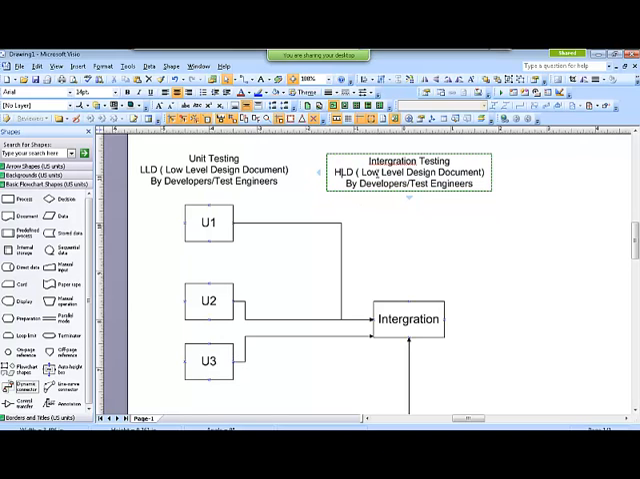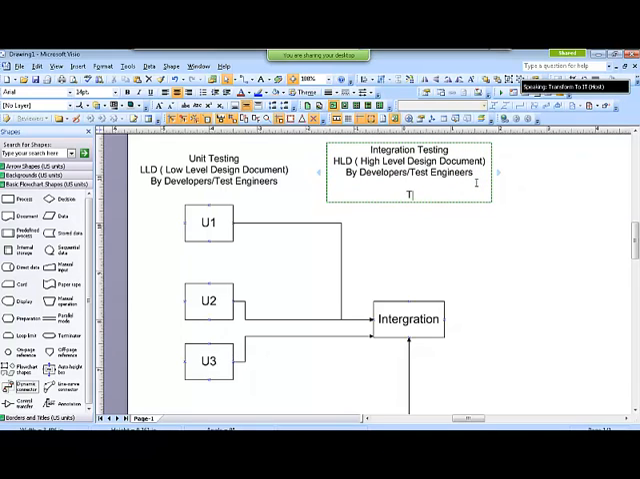What do you mean by HLD? High level design document. This is also conducted by the developers and test engineers. When I say test engineers, that is a special case. Whatever you do, unit and integration, these two types of testing are going to be code level testings. In integration testing, we have types of integration testing.